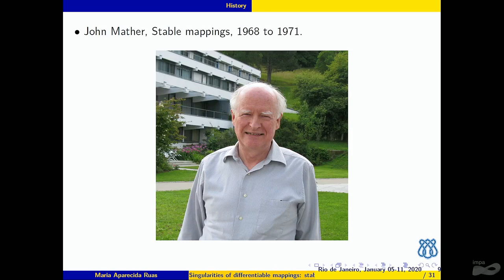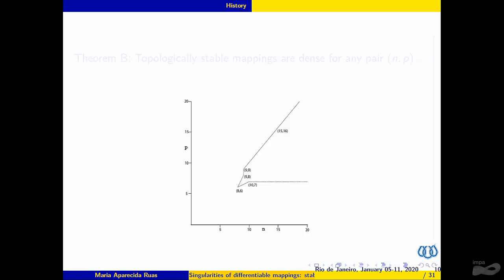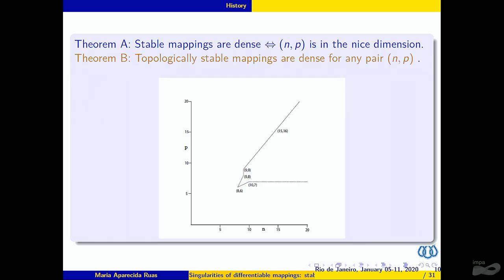So, and from the viewpoint of this talk, I want to recall these two results. Mather's results. So theorem A, that smooth stable mappings, stable mappings with respect to A equivalence, are dense if and only if the pair n, p is in the nice dimensions. The nice dimensions in this picture, this is n, this is p, the horizontal is n, the vertical is p, are composed of any pair n, p in this region here, whose boundary is this piecewise linear curve here. Okay? So note that the pair 9 and 9 is in the boundary of the nice dimensions. Right? So stable maps are dense if and only if n, p is a pair in this region.